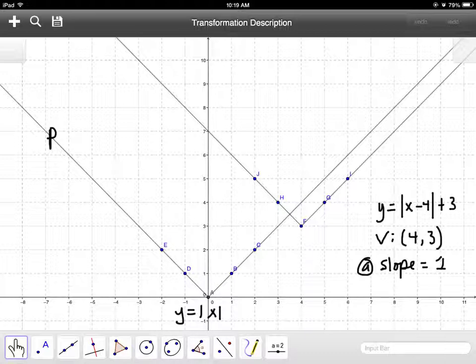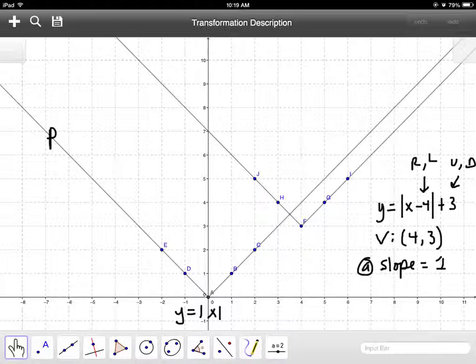Now, describing the transformation. What happened to it? How did it change from this first original parent function? I told you this morning that you're looking at the vertex at the first part. Again, this number here tells you how much it moves right or left. This number here tells you how much it moves up or down.